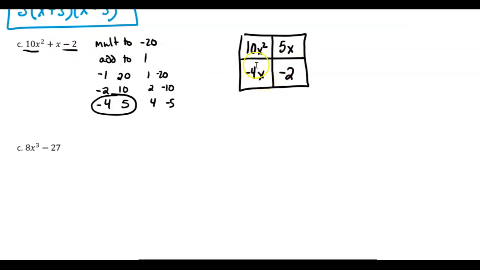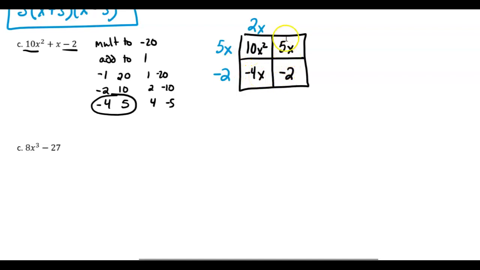Now what you do is take the GCF out of this top row. What can come out of 10x squared and 5x is 5x. You're basically undoing multiplying with the box method. On this row, the greatest common factor between -4x and -2 is 2. Because this box is negative, you need to pull out a -2. Then up here, you're looking at this column. What comes out of 10x squared and -4x? They're both divisible by 2x. As a quick check, 2x times 5x is 10x squared, so far so good, and 2x times -2 is -4x. That's how I know I'm on the right track.